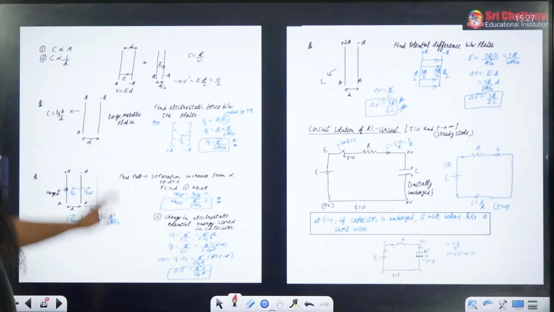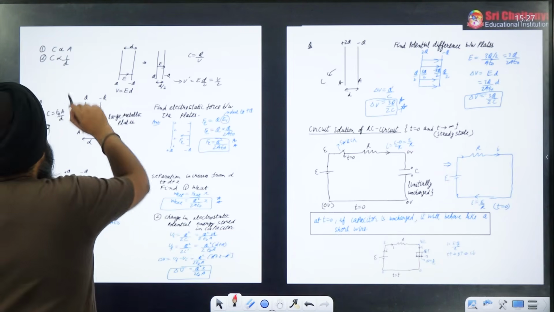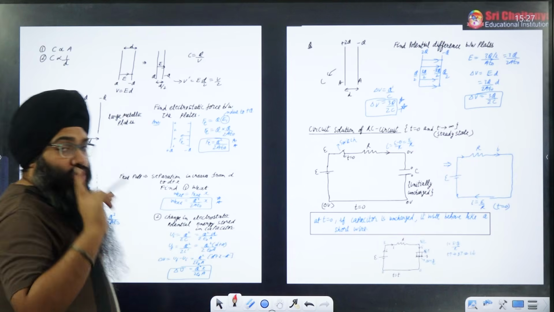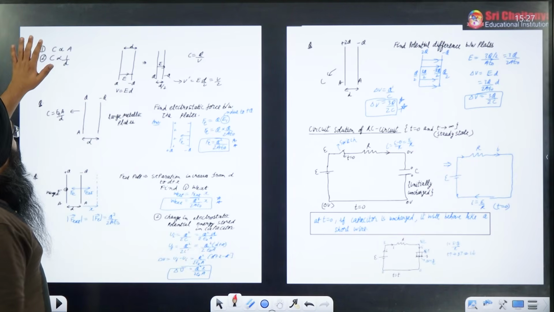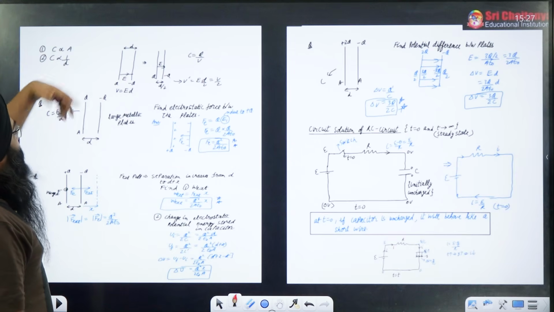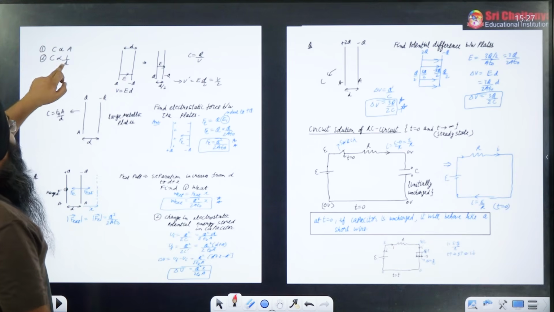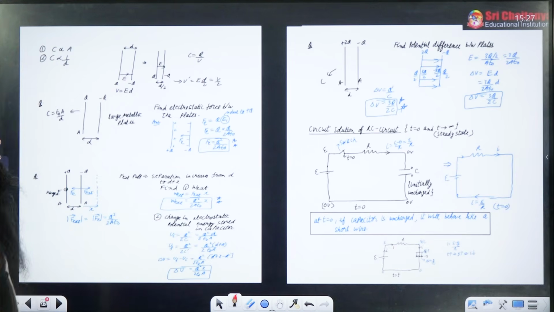Now, there are some questions based on this. One more thing: capacitance will not depend on what? It will not depend on charge, and it will not depend on potential difference. The capacitance of a system only depends on the area of the plates, the medium between the plates, and is inversely proportional to the distance between the plates.